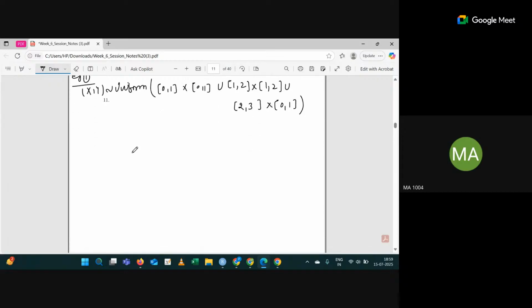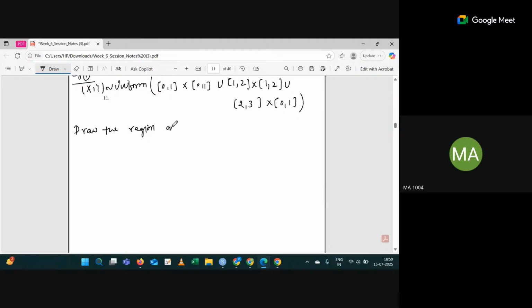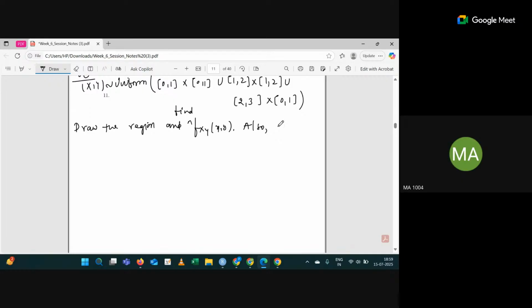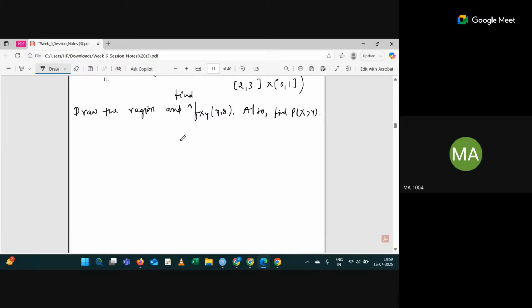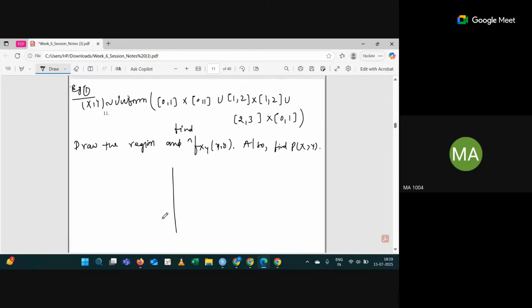First of all, my question is: draw the region, and find f of x, y. Also find the probability that x is greater than y. So first of all, I will draw this part. Let me draw.